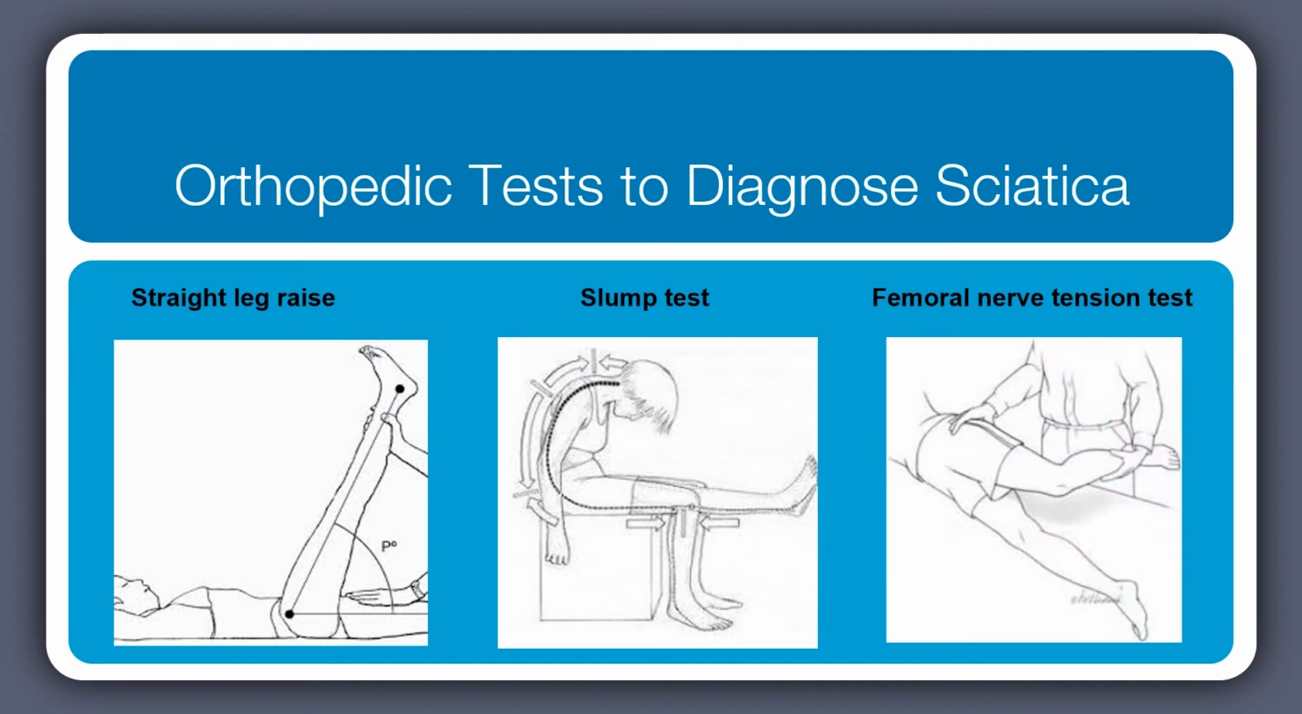So there are 3 orthopedic tests that can be helpful in diagnosing sciatica. One is the straight leg raise, the other is the slump test, and the last is the femoral nerve tension test. All of those can help to determine if sciatica is the cause.